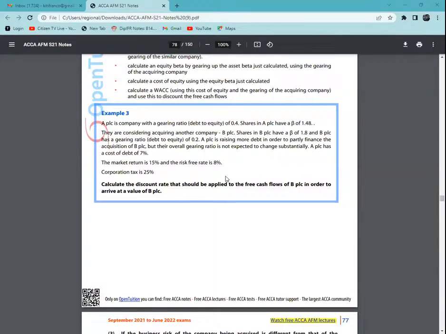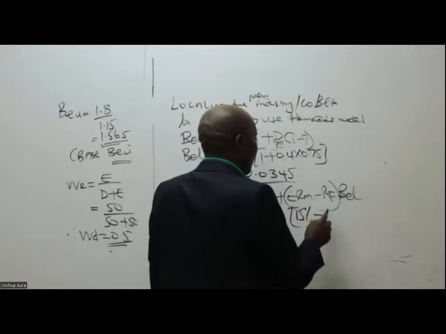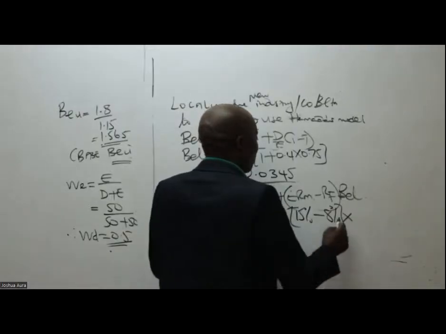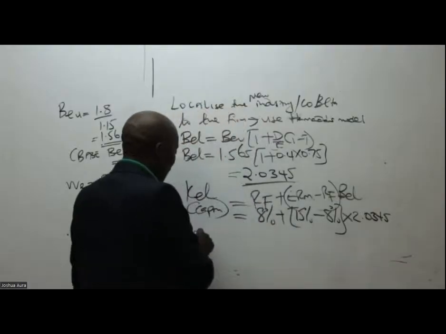Plus, are you able to see the expected return of the market? Yes. Market return here is 15%. So market return of 15% minus risk-free of 8% multiplied by the beta that we got up here, which is 2.0345. Then what is our KL?